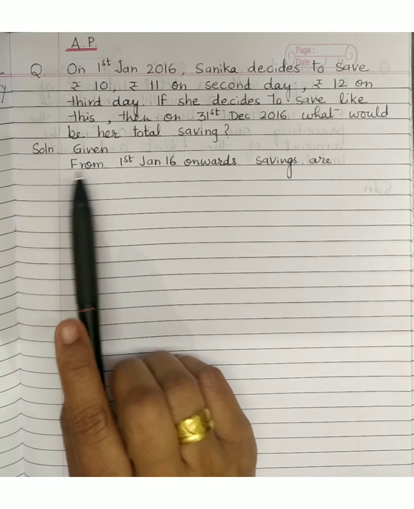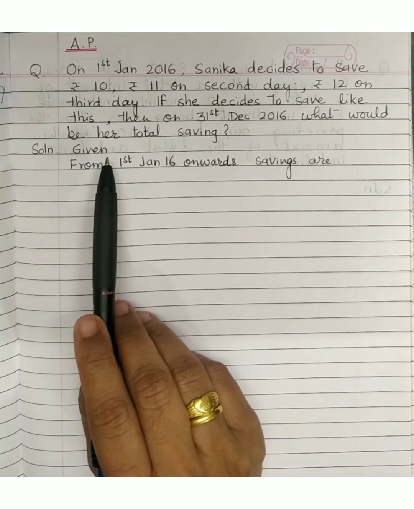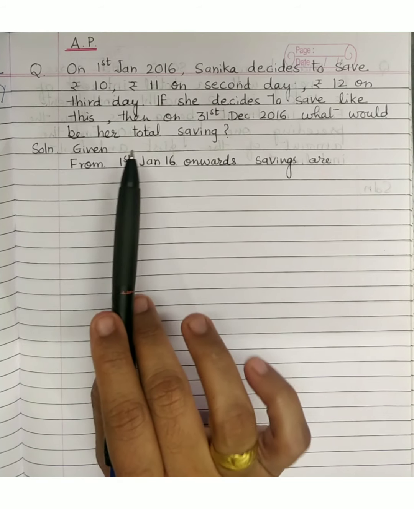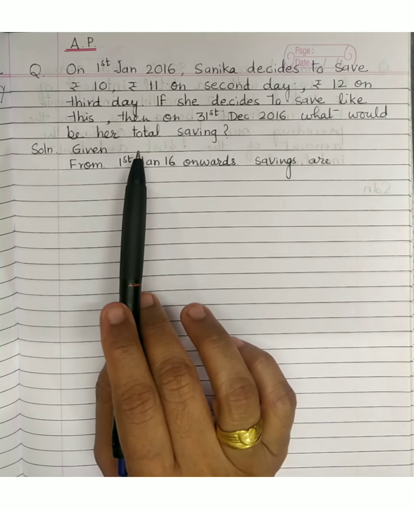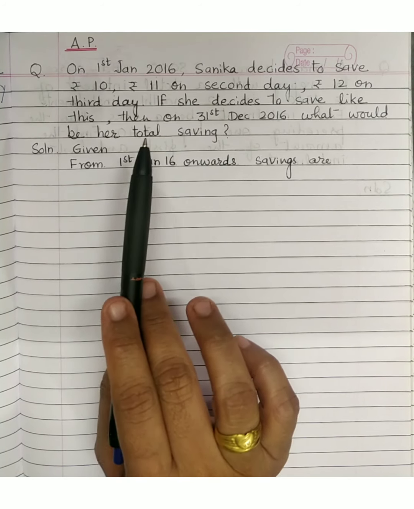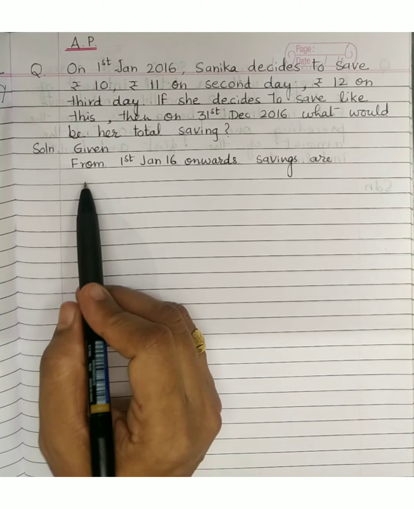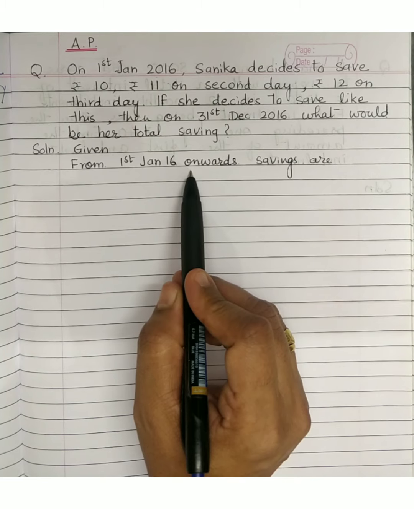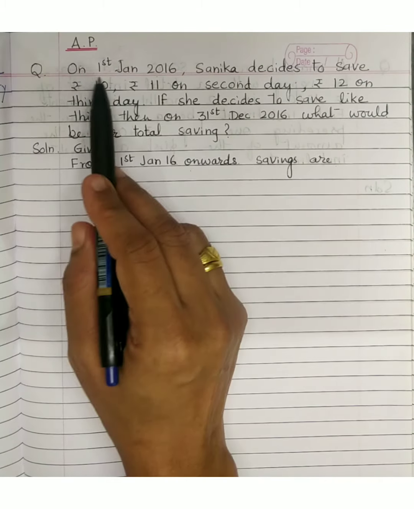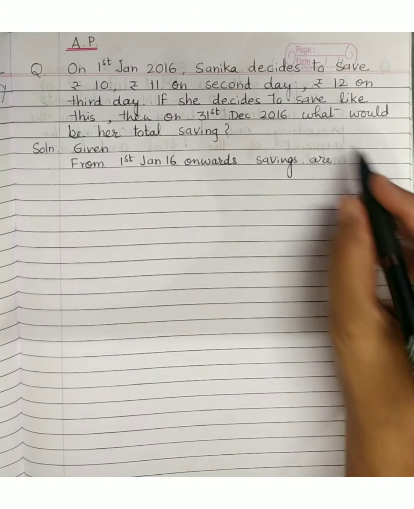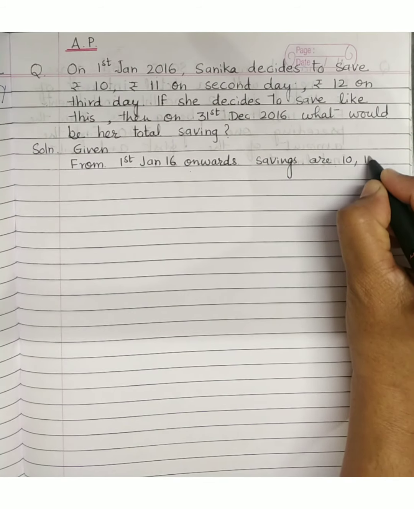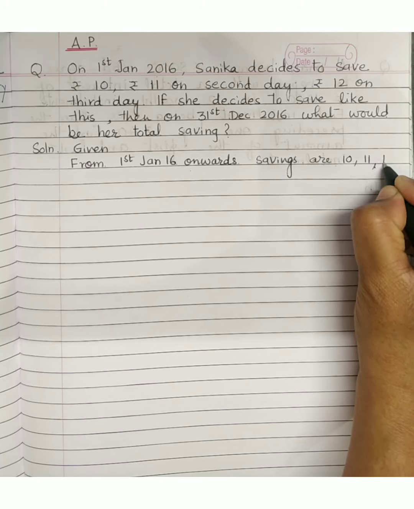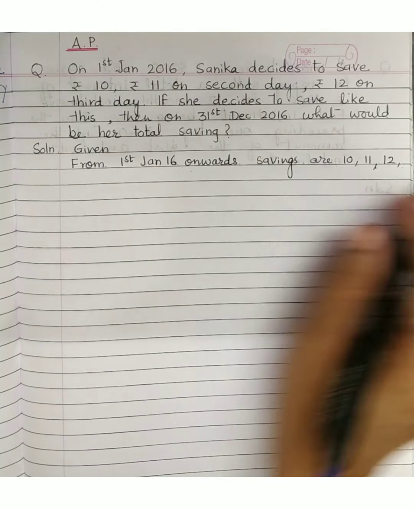Question is clear? Earlier two lessons also I have taught you how to solve a word problem. What is the basic part over here? That is to read and understand. So here you see that on 1st January onwards she is saving, and her savings are 10 on the first day, 11 on second day, 12 on the next day, and so on.